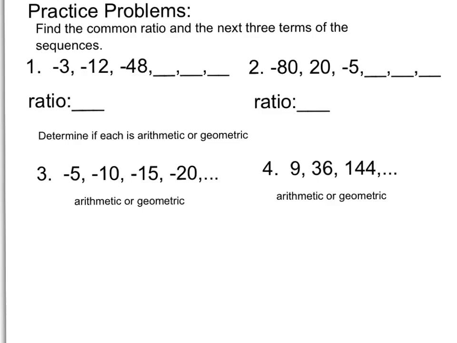Here are the practice problems. First, you're asked to find the common ratio and the next 3 terms. So what are they multiplying by? And if it's shrinking, it will be a fraction that they're multiplying by.